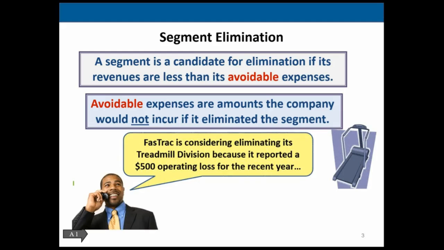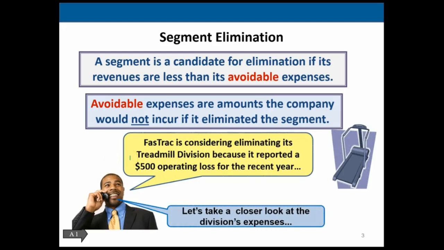So Fast Track is considering eliminating its treadmill division because it reported a $500 operating loss. Remember that operating loss is what we allocated to the division. So we have the revenue minus the expenses. How do we come up with those expenses? Some of them are avoidable, but some of them we may still incur even if we eliminate the division. That's what we need to look at.